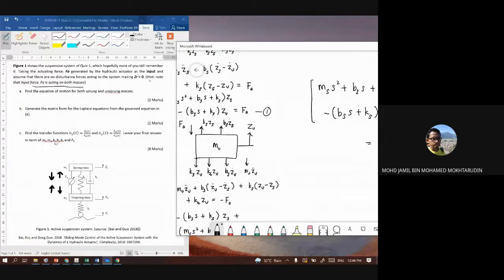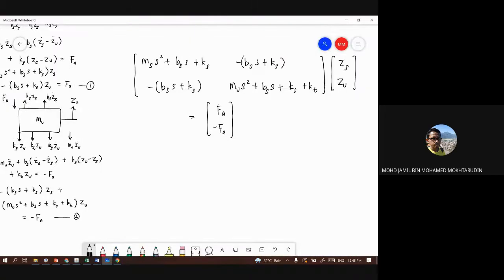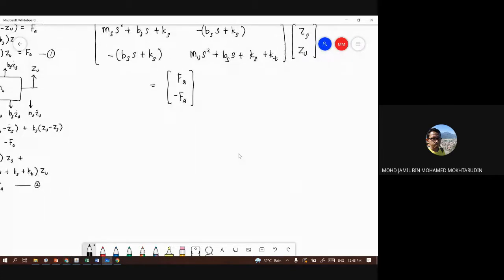Then lastly, question C asks for the transfer function G1, Zs over Fa, and G2, Zu over Fa. Leave your final answer in terms of Ms, Mu, Ks, Bs, Kt, and Fa. So you don't need to solve. Let's try to find it. You can use Cramer's rule.